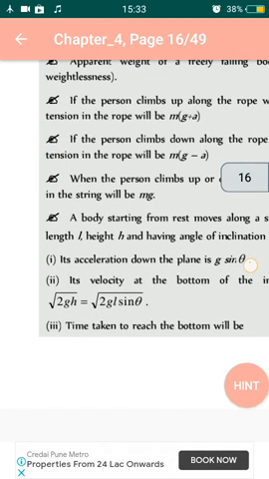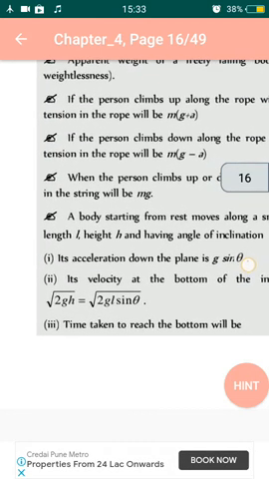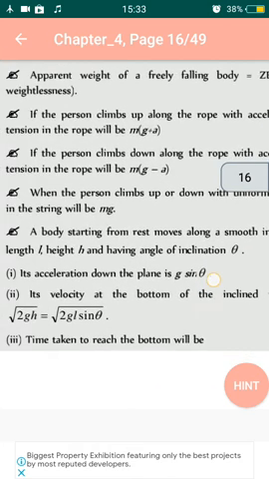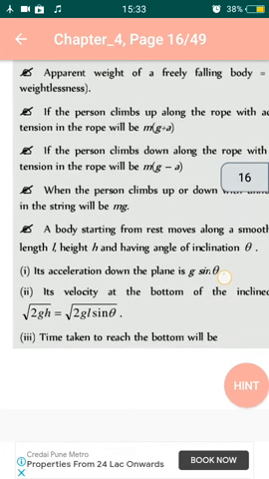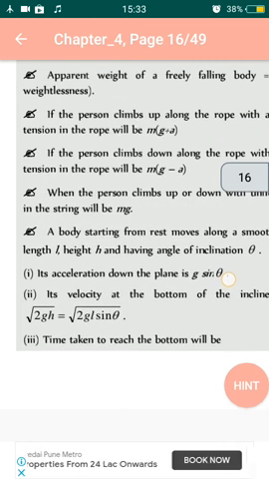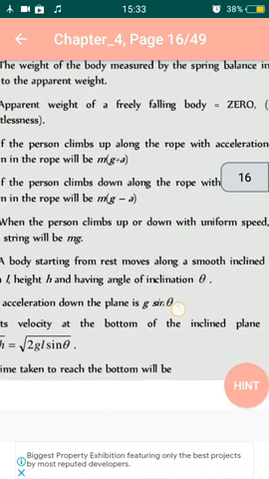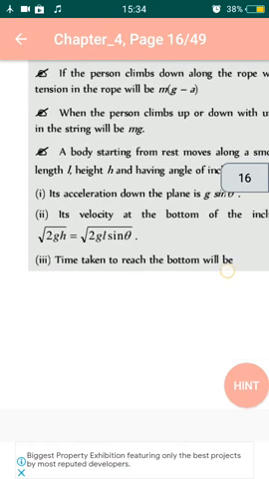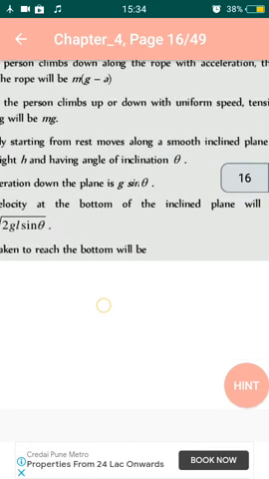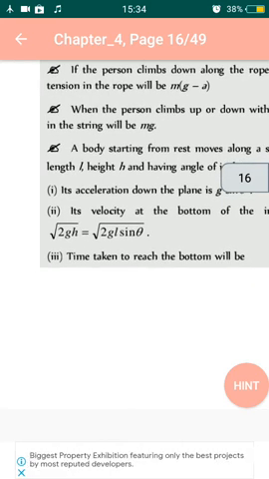Next point, a body starting from rest and moving along a smooth inclined plane of length L, height h and angle of inclination theta. First, its acceleration down the plane is g sin theta. Second, its velocity at the bottom of the inclined plane will be under root of 2gh, which equals under root of 2gL sin theta.